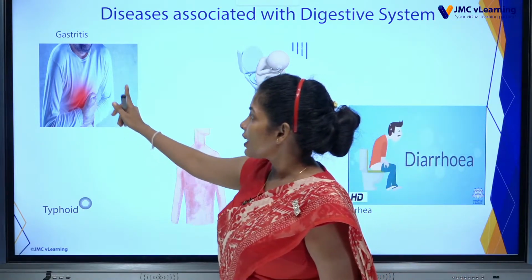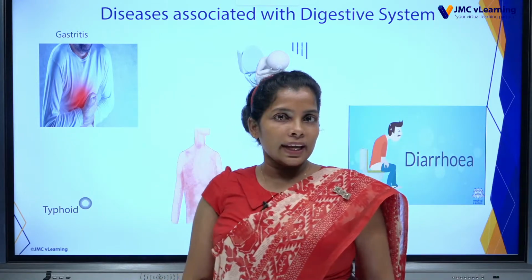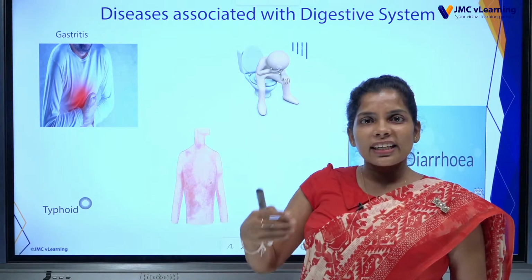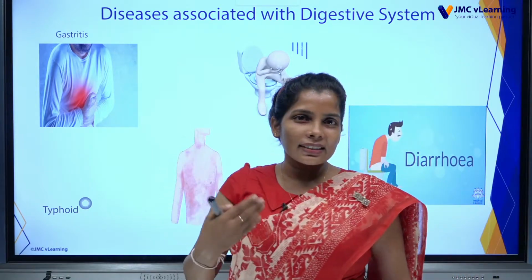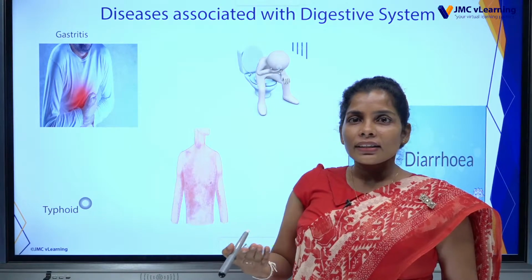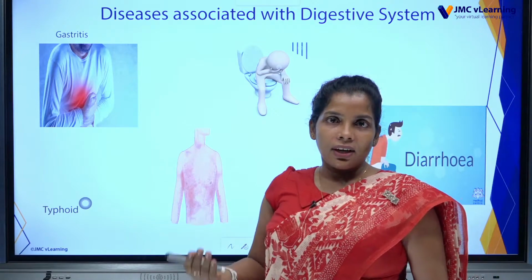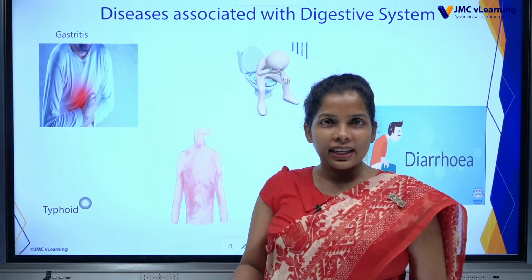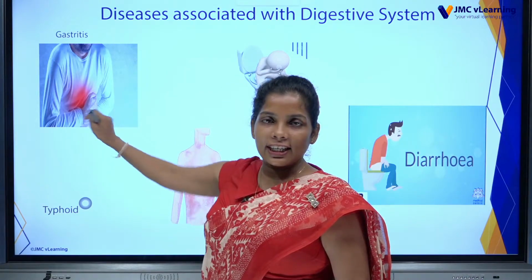So normally what are the causes, what happens? When you are skipping meals and eating salty food, when a person is eating salty and spicy food, they may have gastritis. What are the symptoms? Vomiting and abdominal pain. You can see it here, right?